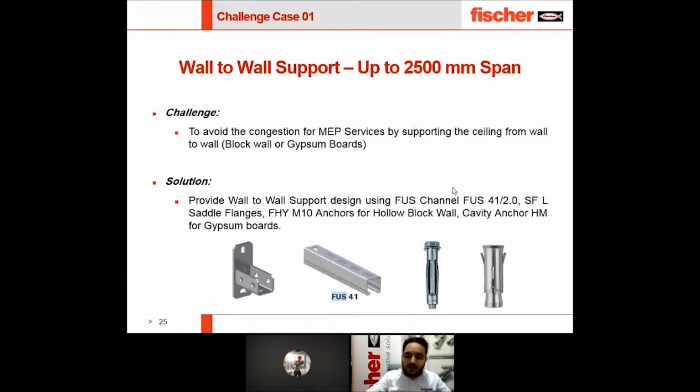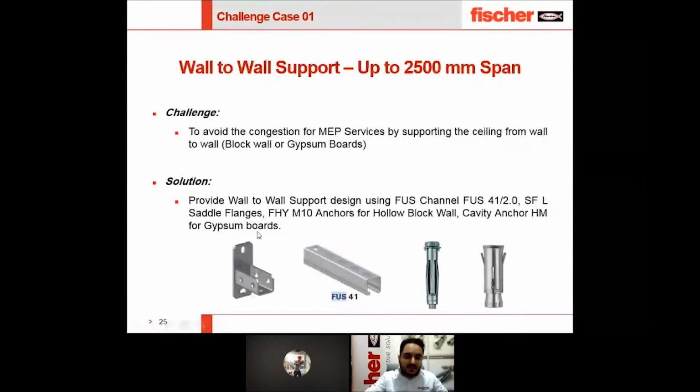This is the FHY, a special anchor for hollow core, and this is the special anchor HM for the gypsum board, and this is our channel FUS 41. Based on that, we minimized our design based on the minimum requirement for the baffle ceiling weight and the limitation of deflection.